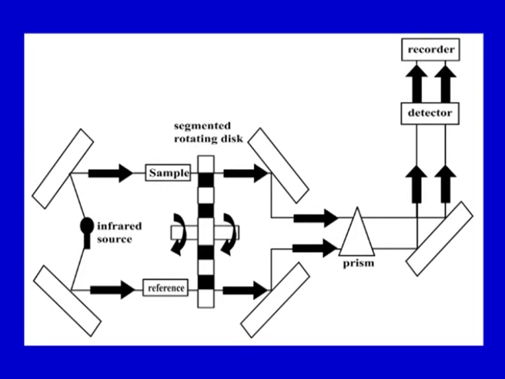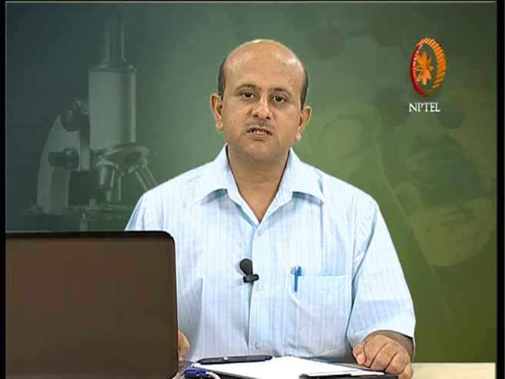So, this is a very simple schematic: you have an infrared source, and the beam is divided into two. One goes to the sample, another to the reference, then finally it goes through the prism to the detector and recorder. There are a lot of filters, prisms and other monochromators put in here, as we have discussed just now. So, this is a very simple schematic of how the transmission occurs.